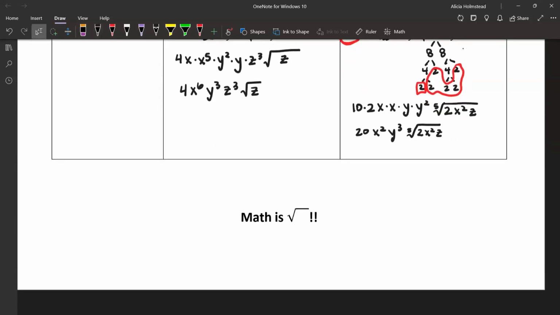And of course, our daily math pun. Math is, what's this thing called? Oh yeah, the radical. Math is radical.